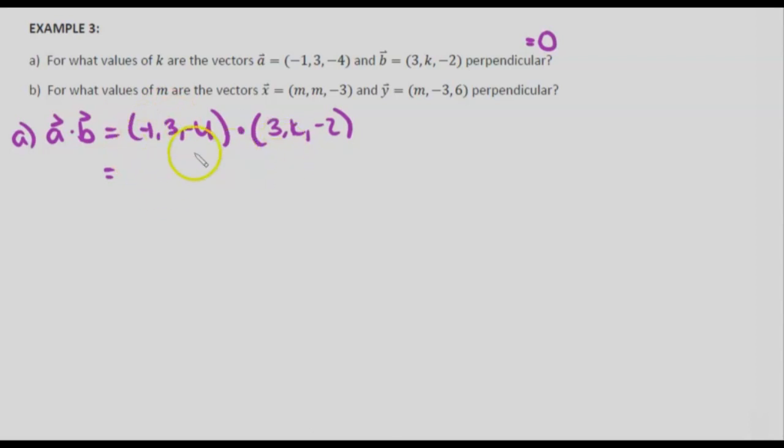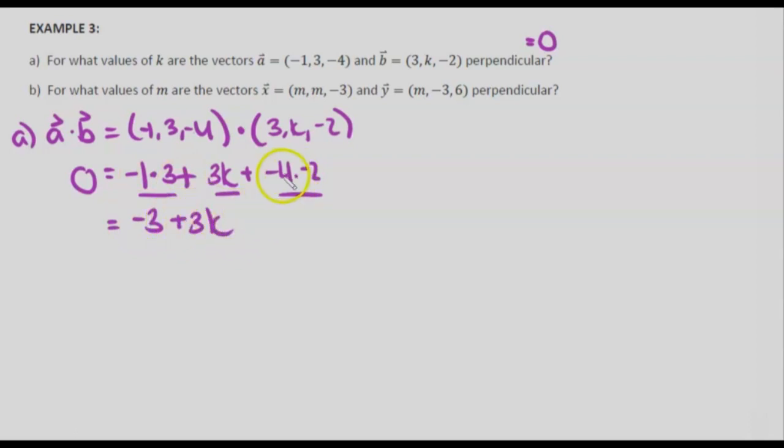So what we want to do is take the components and multiply them. So -1 times 3 plus 3 times k plus -4 times -2. Okay, and this equation is going to equal 0. So -1 times 3 is -3 plus 3k, and -4 times -2 is 8. So that's plus 8.